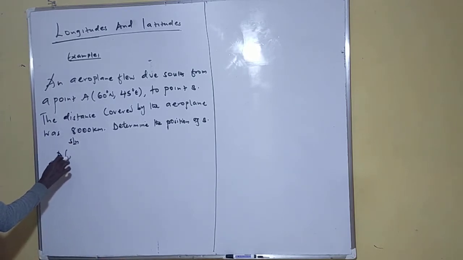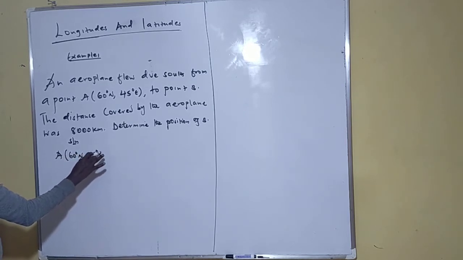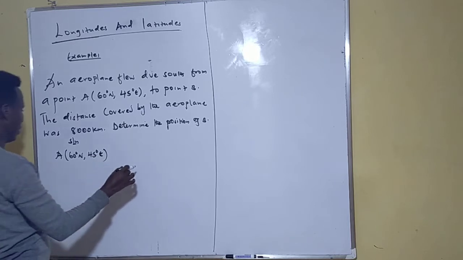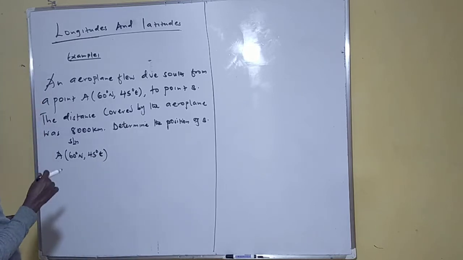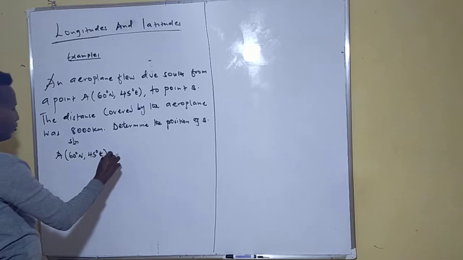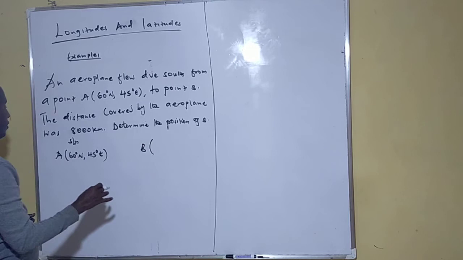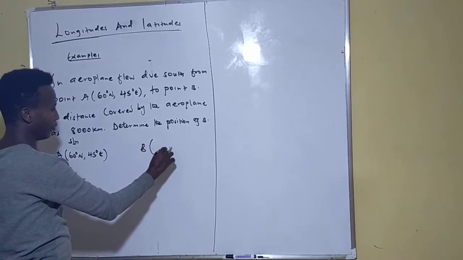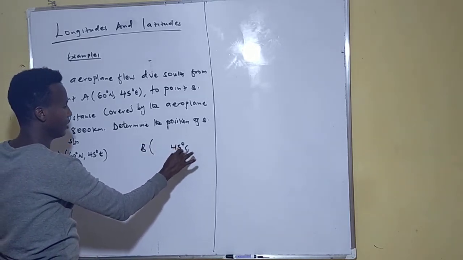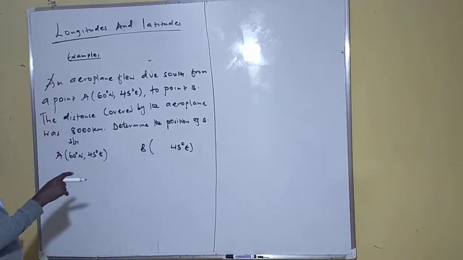We have A which is 60 degree north, 45 degree east. Let's read the question: an aeroplane flew due south from a point A, which is this one. The distance it is going to cover is what? Let me write point B. I don't have the latitude here, but I have 45 degree east, because the longitude will be the same, because it's traveling to the south.